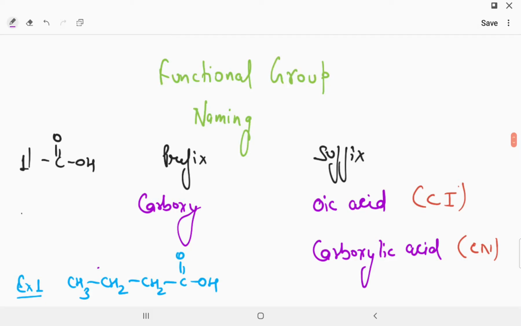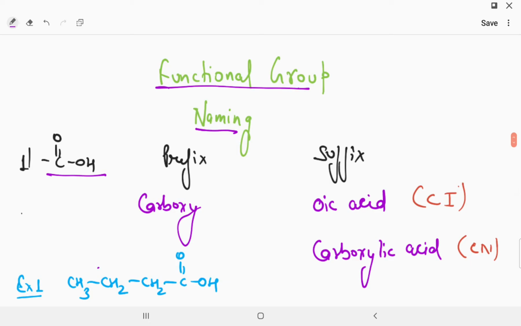Now, guys, we start the naming of functional groups. The first priority is carboxylic acid. So we have to start the naming of functional groups from carboxylic. Okay, we discussed this in the previous part, in the functional group table.